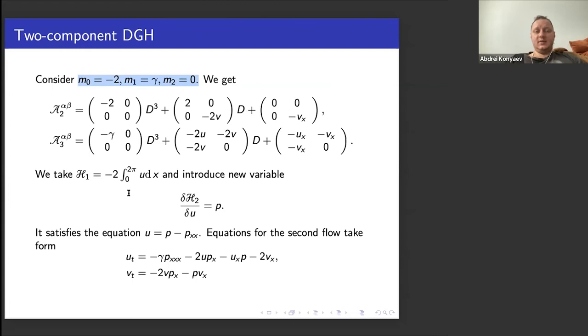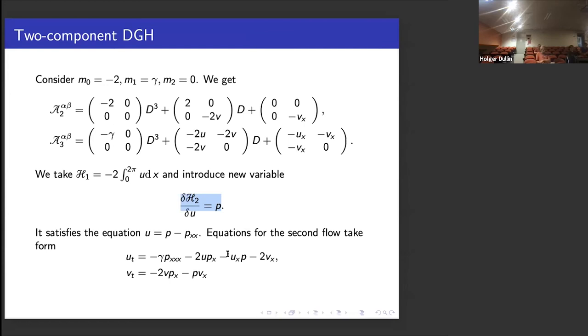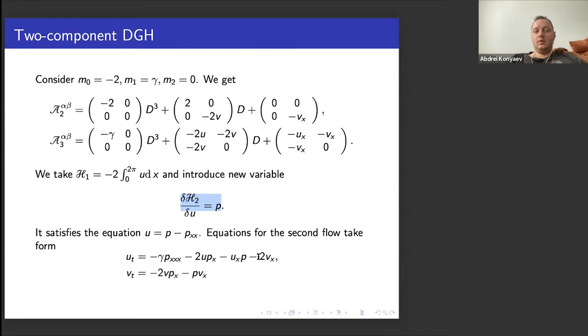the first Hamiltonian in the chain, and then I define a new variable p to be the derivative of the second in u. That's what I'm going to do. Very similar to the previous case. After I do that, I write down the equations on the second.